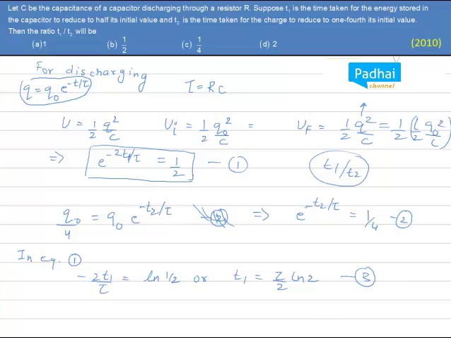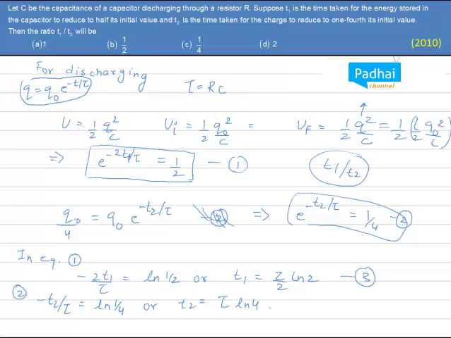And for the second equation, if I take ln on both sides, it will be minus t2 by tau equal to ln 1 by 4, or I can write t2 equal to tau ln 4.